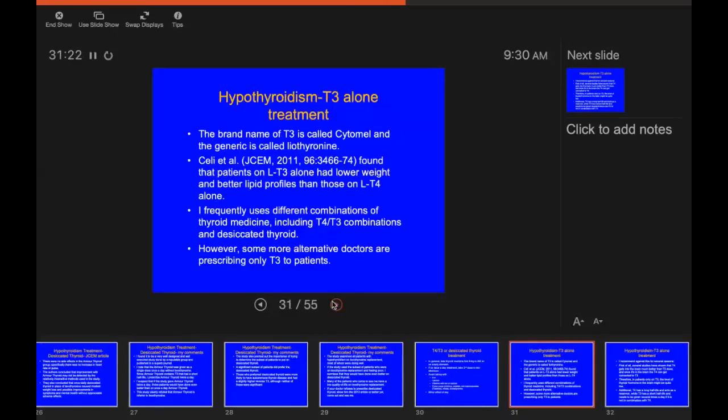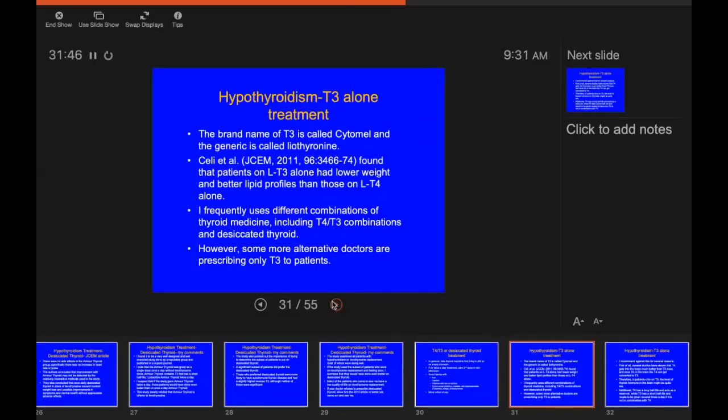Some people go on T3 alone. The brand name of T3 is Cytomel, the generic is called liothyronine. There was a study done by Dr. Celi with one of my colleagues, Monica Skarulis, who was with me at the NIH, that treated patients with T3 alone, and they had lower weight and better profiles than those on T4 alone. I'll tell you why I don't recommend this. I think this is a fairly small population, but it's an interesting study that they did well also.